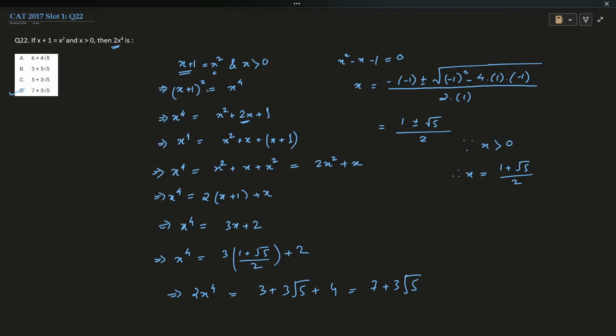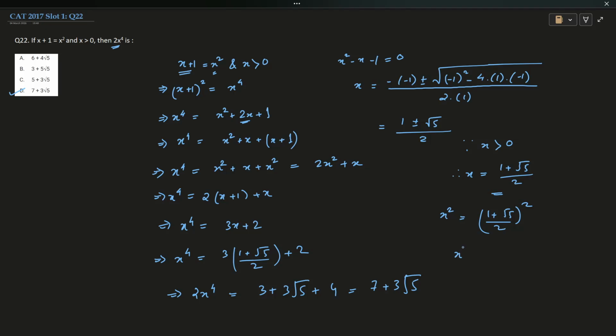Now you can ask me why I did all this. I could have directly calculated x, like I have calculated at the last step, right? I have calculated x and then I could square it, and then again square it. You can also do that, but in order to reduce my calculation, I followed this method. You can square this, then you will get 1 plus root 5 by 2 whole square, right?